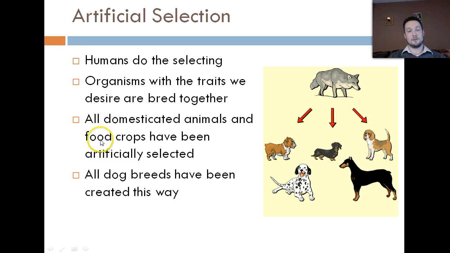Okay? Same thing goes for food crops, corn, strawberries, broccoli. All of these things come from wild plants, and people have controlled which plants got to reproduce with which ones so that we got the traits we wanted. And in the process, we end up with all of the vegetables and fruits that you see in a grocery store. Okay, so that is selection.